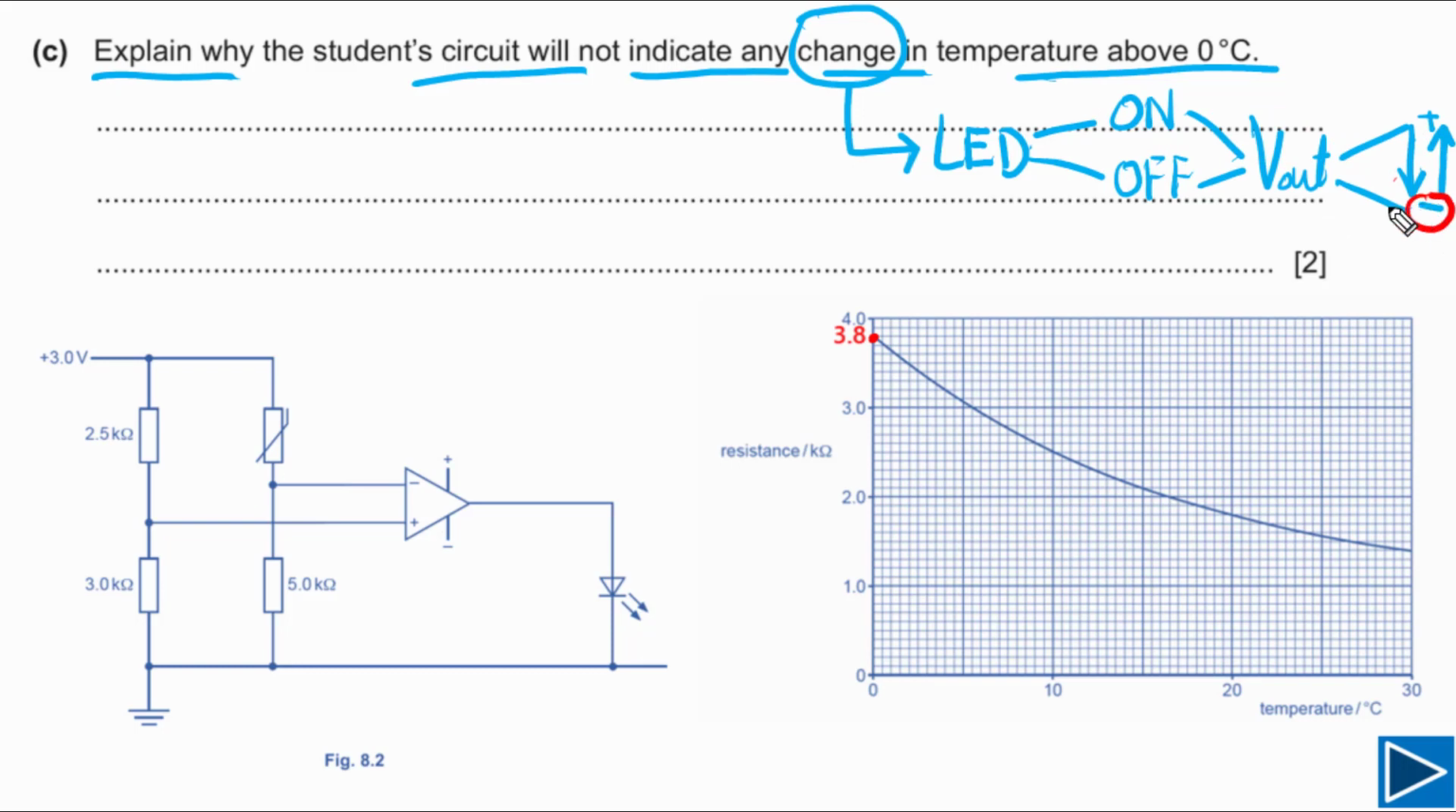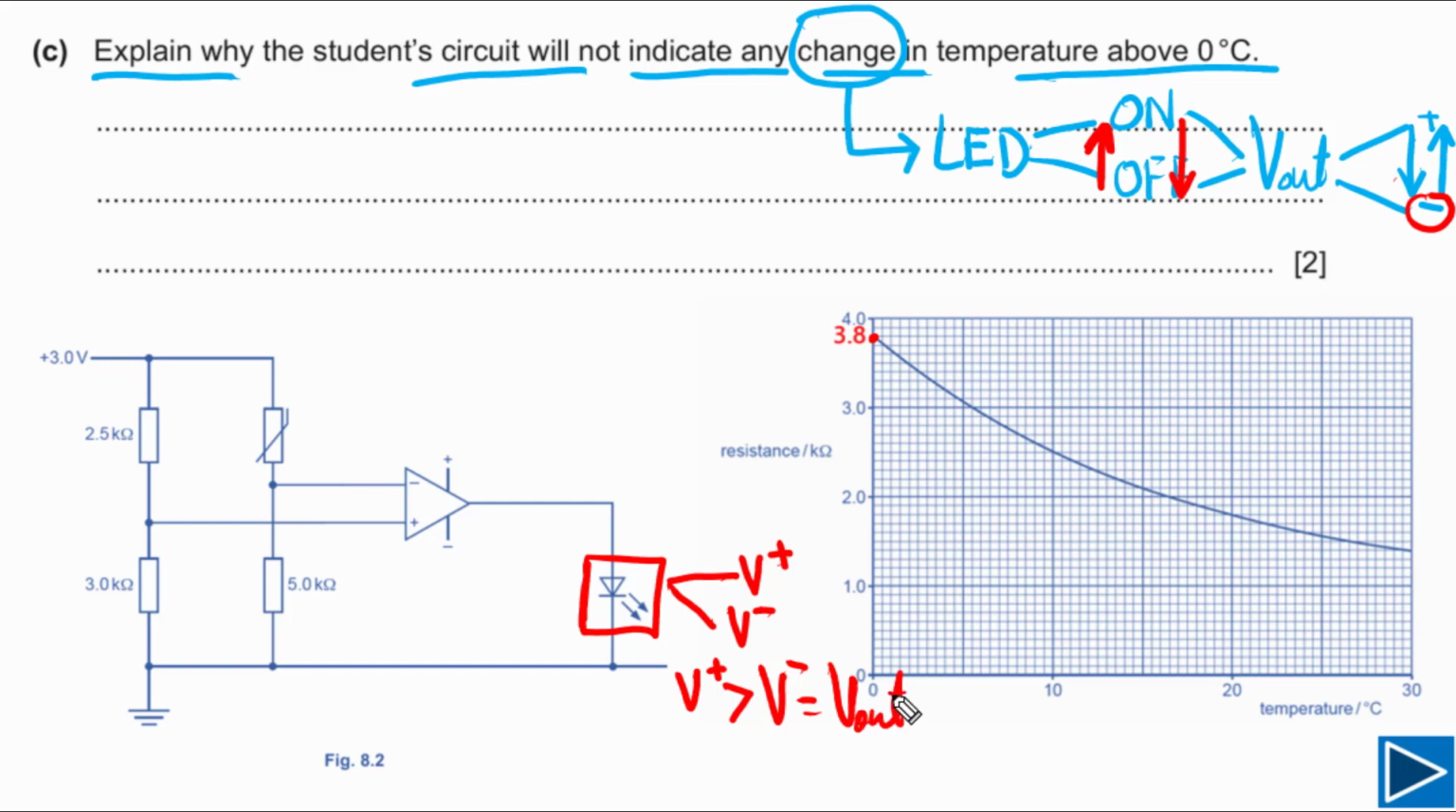When V out is negative, the LED will be off, and when V out changes from negative to positive, the LED will change from off to on. But when the output changes from positive to negative, the LED will change from on to off. Simply, the LED depends on V out, which depends on V positive and V negative. If V positive is greater than V negative, V out will be positive. If V negative is greater than V plus, V out will be negative. Now we need to understand the value of V negative at this point.